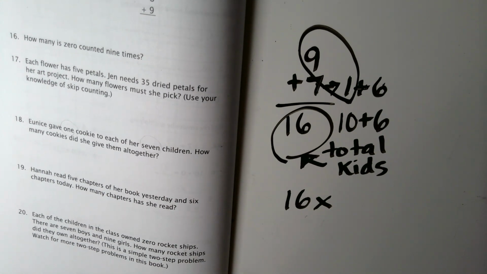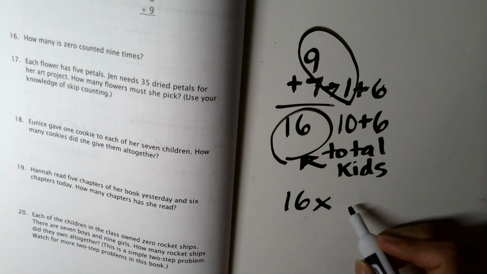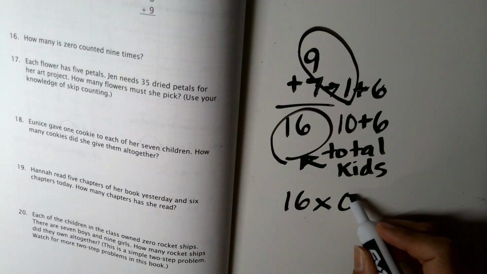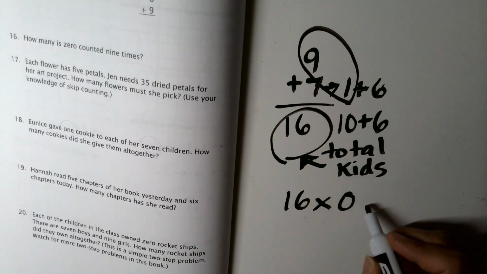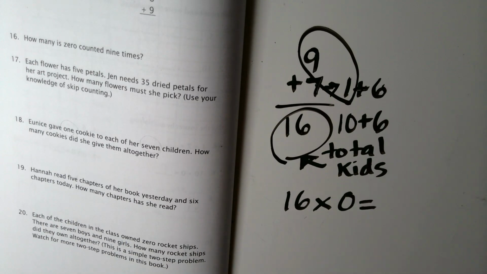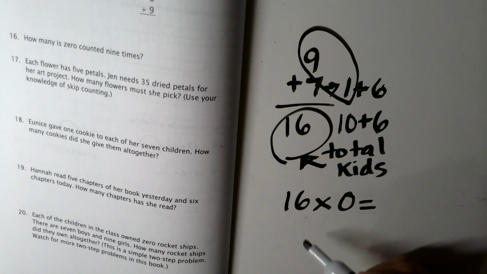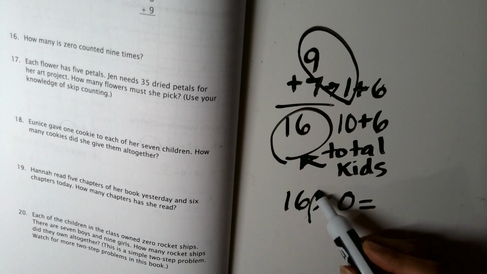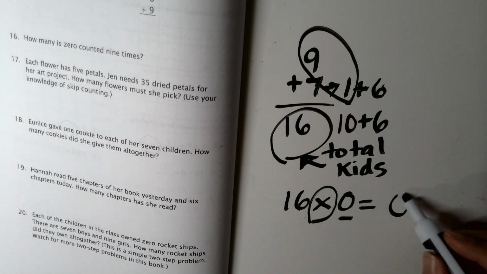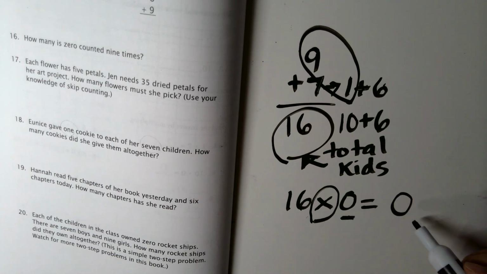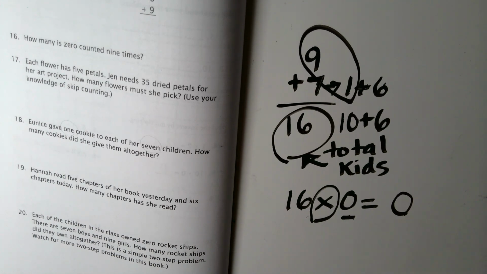So it says each of the students in the class owned 0. So each one of them had 0. So our equation is 16 times 0. Okay, what is anything times 0? If you have 16 groups of nothing, because this is what that says, 16 groups of nothing, then you have nothing. Anything times 0 is 0. Okay?